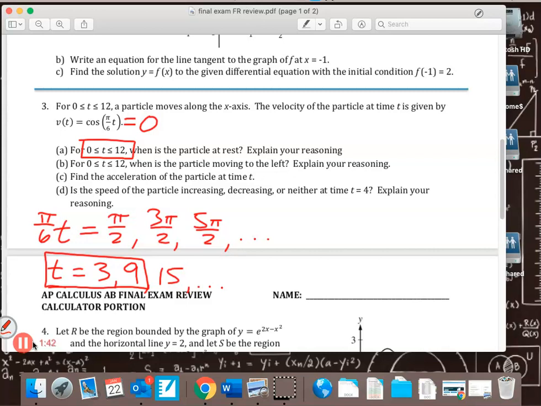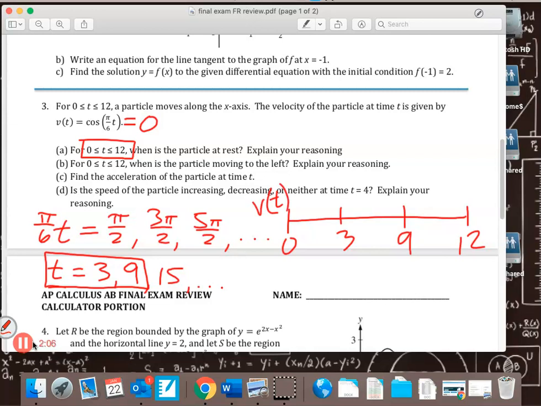Part B, when is the particle moving to the left? How do you know when a particle is moving to the left? When velocity is negative, which means we might want to make a velocity sign line, right? All right, so good for us. We already found the critical values. So we have 0, 3, 9, 12. So this is our velocity sign line.